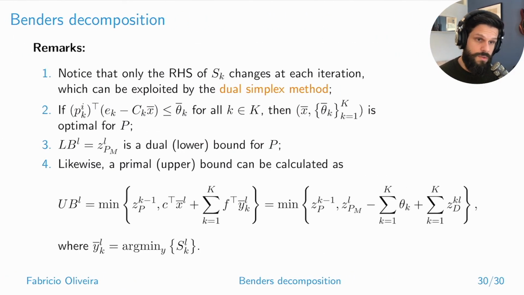And then, of course, you can use this difference between lower and upper bound. It can be an absolute difference or a relative difference, a percentage around the upper bound. You can use it as a stopping criterion for your method as well.